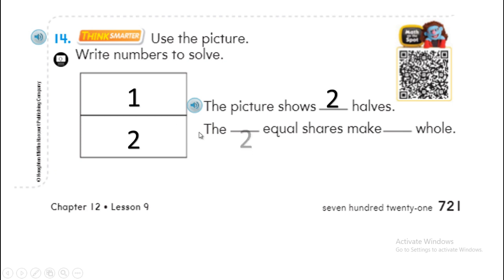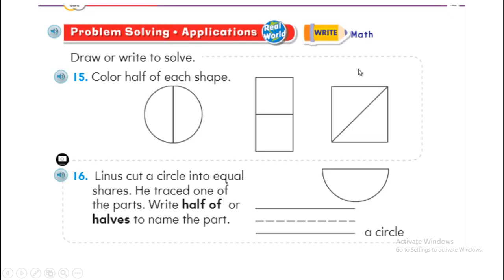So the two equal shares make what? When you put them together, they make what? They make one whole. They make, again, one whole. Very good. Open the last page. Draw or write to solve.